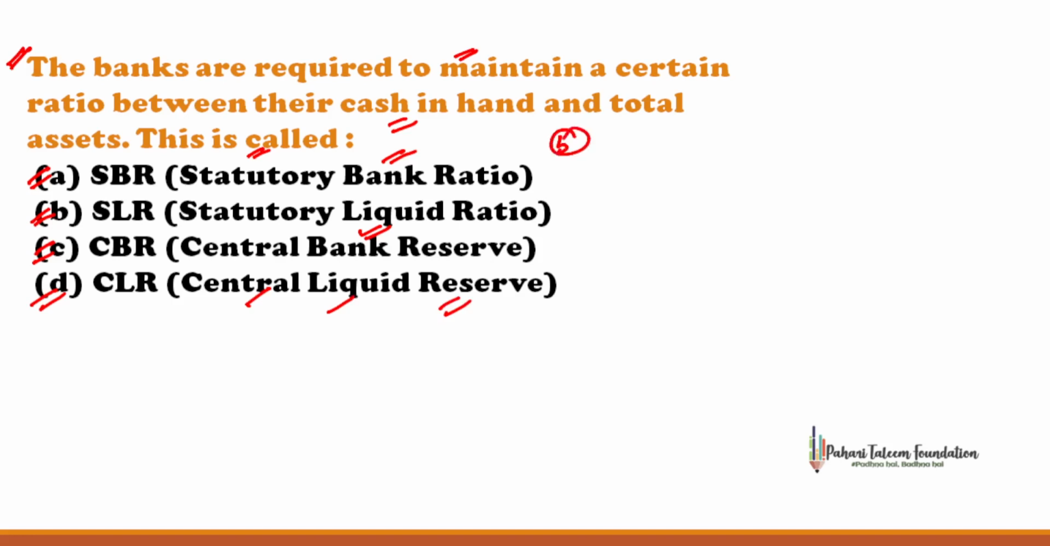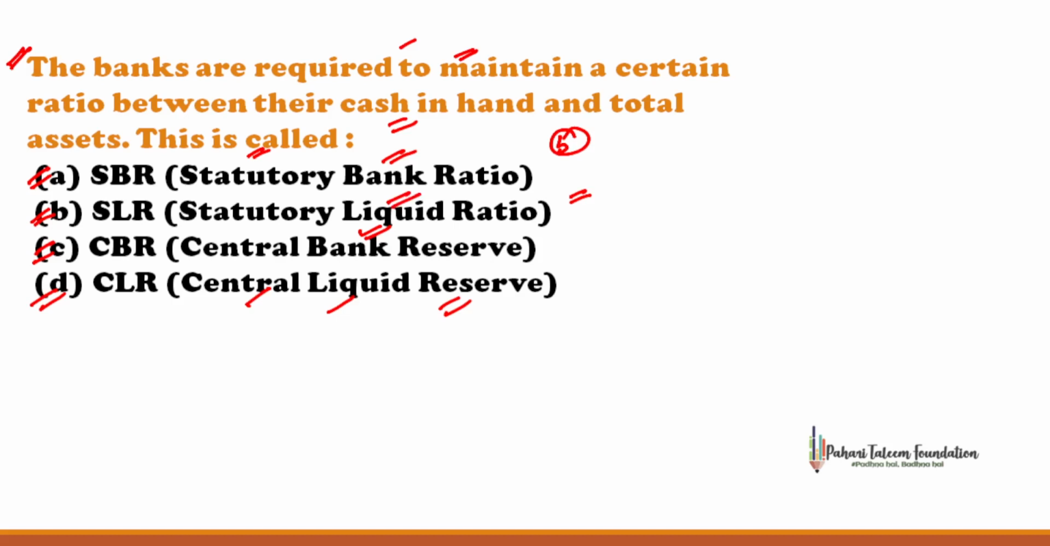The banks are required to maintain a certain ratio between their cash in hand and total assets. This one is called SLR, that is statutory liquid ratio. So this is called the statutory liquid ratio.